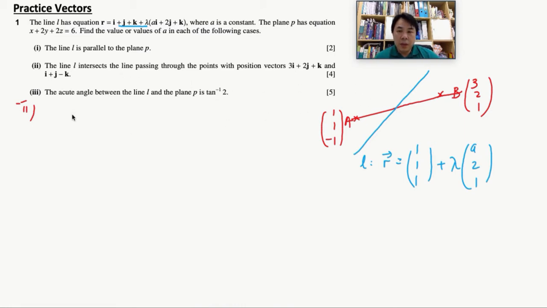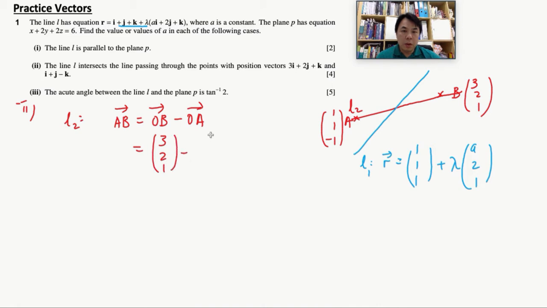Now the first step is to work out the equation for the line that passes through A, B here. First of all, we're going to get the direction of this line. Let's call this line line number 2. This one we'll call line number 1. It's easier to relate. So we have to work out the direction for line 2. Before that, we're going to evaluate the vector AB first. Vector AB is given by OB subtracted by OA. So we have our position vector here, which is 3, 2, 1, and then subtract 1, 1, -1. And then that will give us a 2, a 1, and a 2.